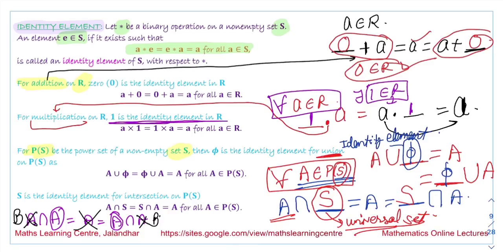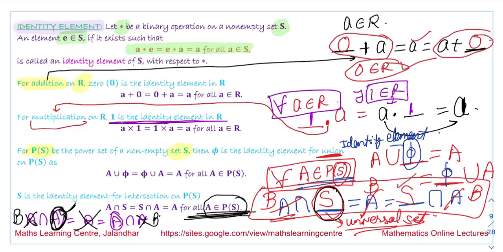We are saying that we want to find an element for which this property holds for every element of the power set. If we write this set S over here, in place of this A, if I am writing say B, the answer will become B, and this thing will hold, that this S will be the identity element in this case. So we are saying that this set S is the identity element for intersection on the power set of S.